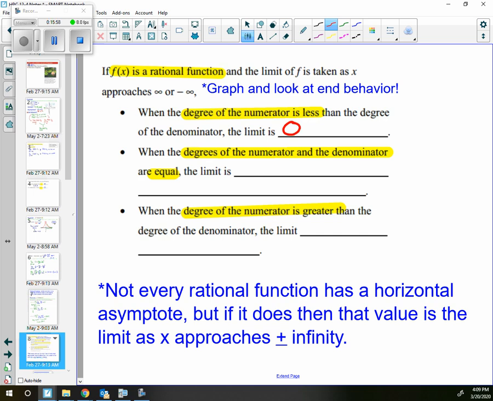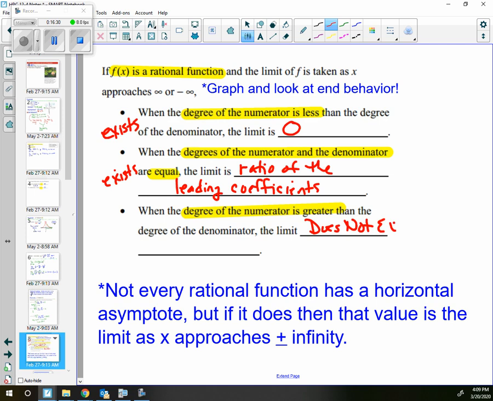If the degrees are equal, the limit does exist, and it's the ratio of the leading coefficients. Remember, that means the coefficients of the highest degree terms. So don't get caught if they're not listed first. You've got to hunt for them. So the ratio of the leading coefficients. It exists when the degree is greater on the bottom. It exists if the degrees are equal. If the degree of the numerator is bigger, the limit does not exist. DNE. This is the situation where it's never going to work.